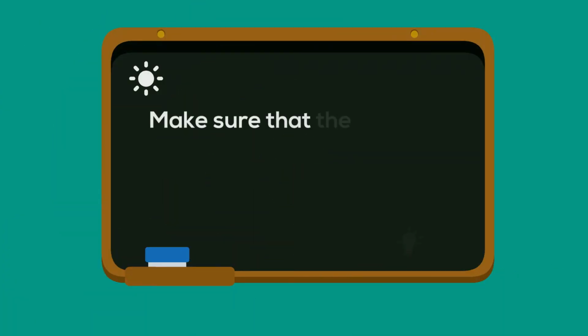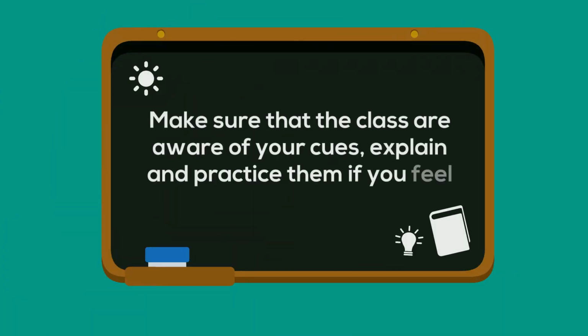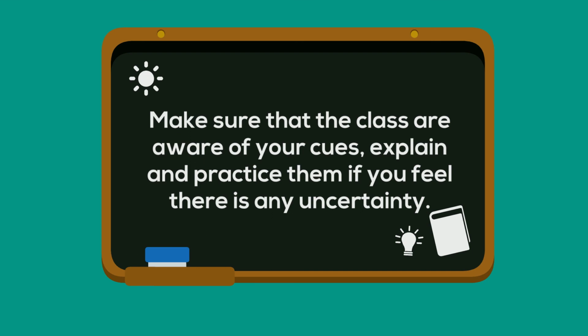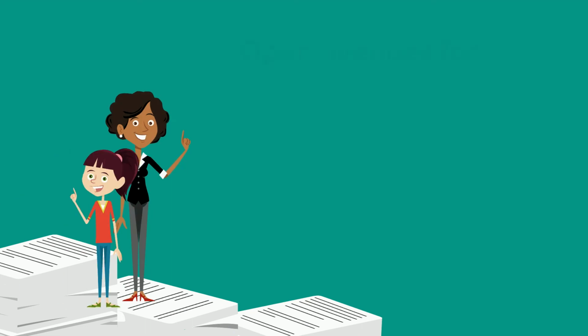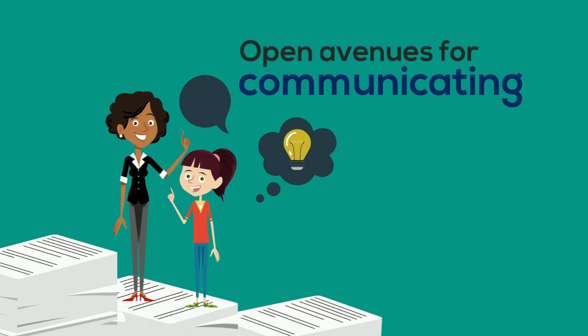Also, make sure the class is aware of your cues, explain and practice them if you feel there is any uncertainty. Little things like that help you open avenues for communicating with the students and getting the basics of the communication right.